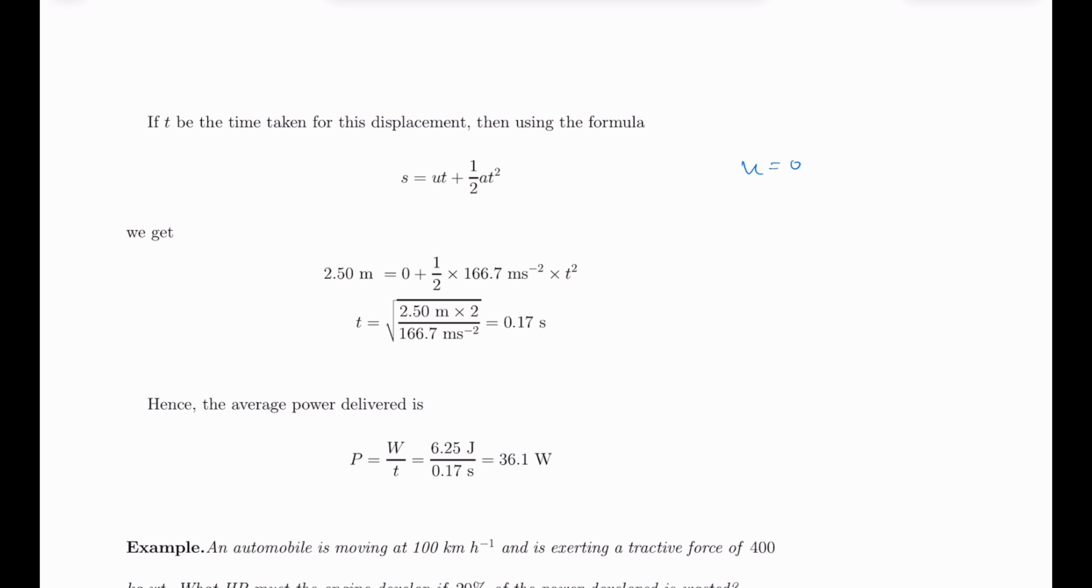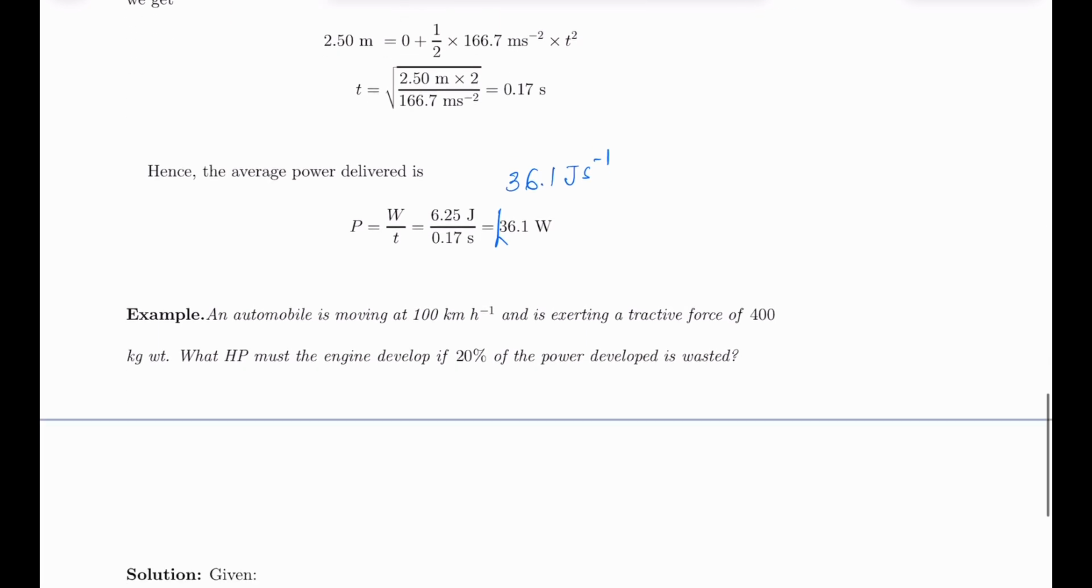तो how to find average power? Average power will be work upon time. Work is 6.25 joule and time is 0.17 second. So this comes out to be how much? If you divide one by the other, this comes out to be 36.1 joule per second, or this is equal to 36.1 watt. ठीक है. Now see the next example.